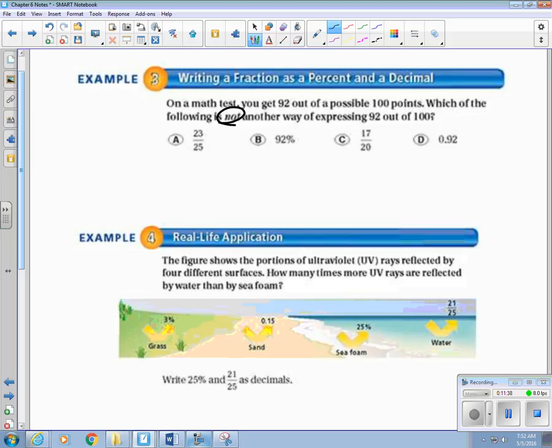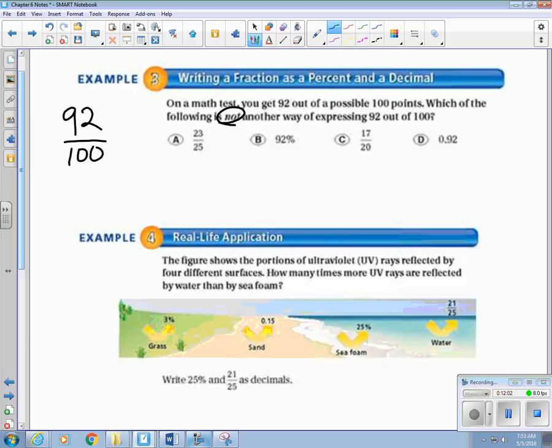So 92 out of 100 would look like this, 92 over 100. And that was what you got on your test. So that looks like it's a very good score. All right, so we have these 4 choices, and one of them is not equivalent to 92 out of 100. So when they say is not another way of expressing 92 out of 100, it really means is not equivalent to 92 out of 100, not equal to it.